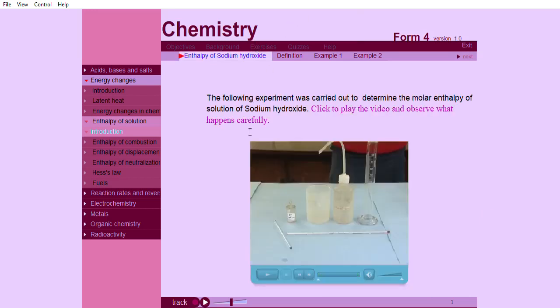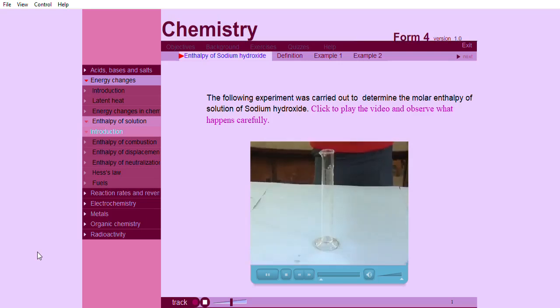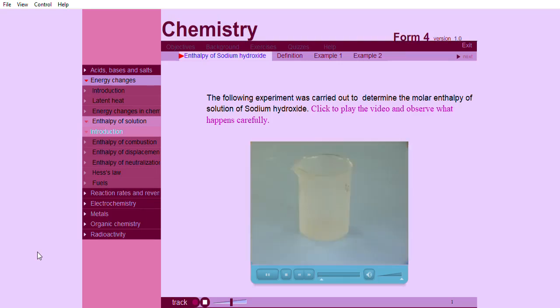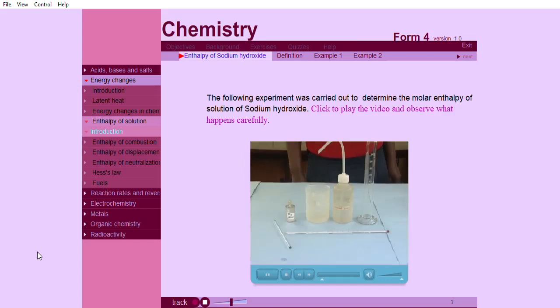The following experiment was carried out to determine the molar enthalpy of solution of sodium hydroxide. Click to play the video and observe what happens carefully. The following video clip shows an experiment to determine the molar enthalpy of solution of sodium hydroxide. The apparatus and chemicals needed are 5 grams of sodium hydroxide, a thermometer, a measuring cylinder, a glass rod, a plastic beaker, and distilled water.